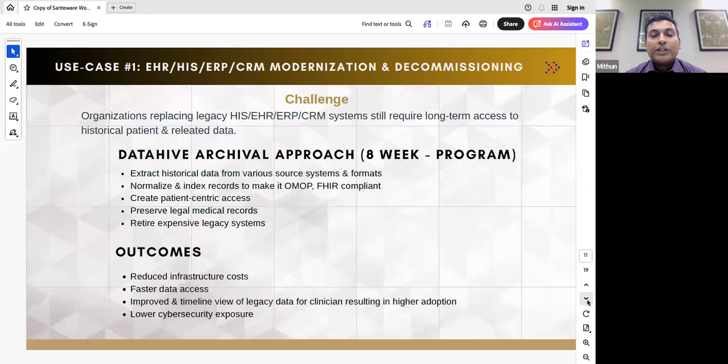That way, you can create patient-centric access, preserve legal medical records for your audits and compliance, and also retire expensive legacy systems, which will in turn help you save hardware cost, license cost, maintenance, or the teams that you have deployed in order to manage them. We promise this to be done within 8 weeks if it is clinical and financial information. If the scope of these legacy applications also extends to other systems like ERP, then this timeline could be extended to 12 to 15 weeks.